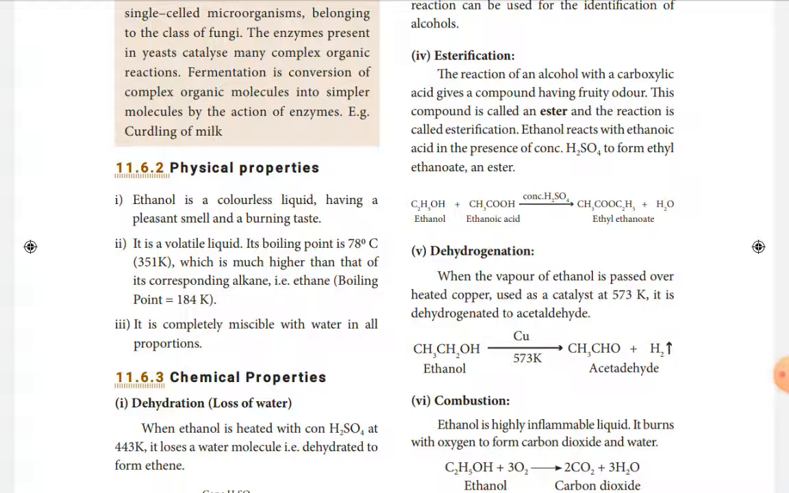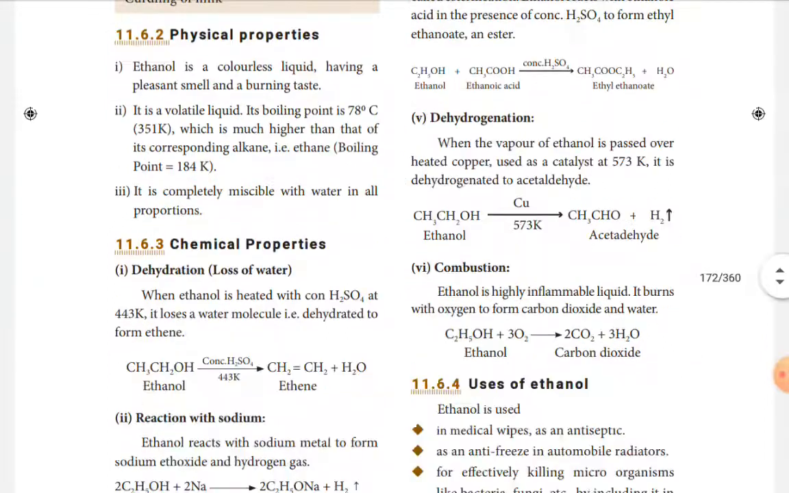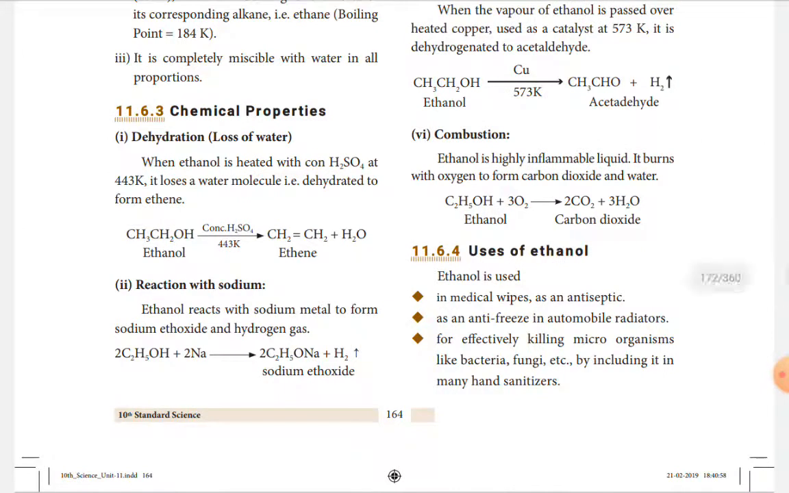Ethanol is a colorless liquid having a pleasant smell and burning taste. Its boiling point is 78 degrees Celsius, 351 Kelvin, which is higher than the corresponding alkane, that is ethane. It is easily soluble in water in all proportions. Then in the chemical properties, the first point is dehydration. Dehydration means removal of water, loss of water.